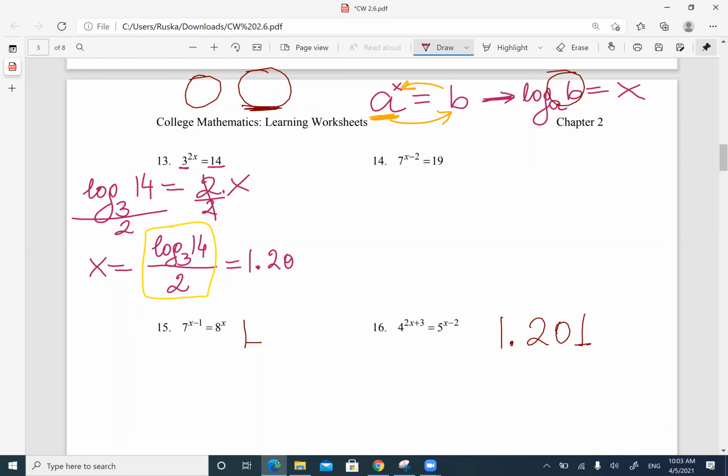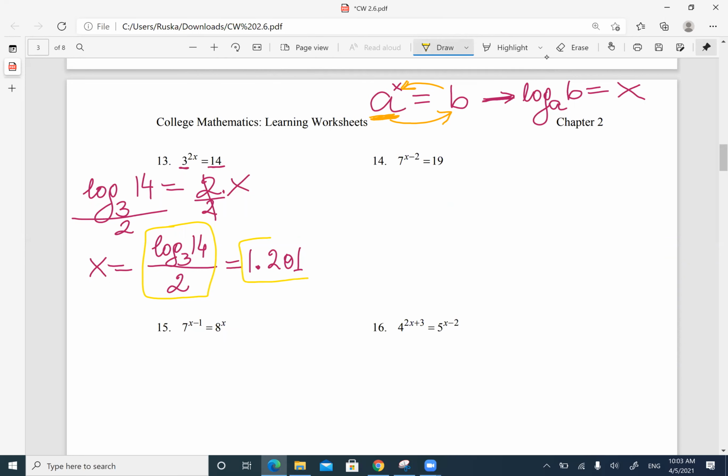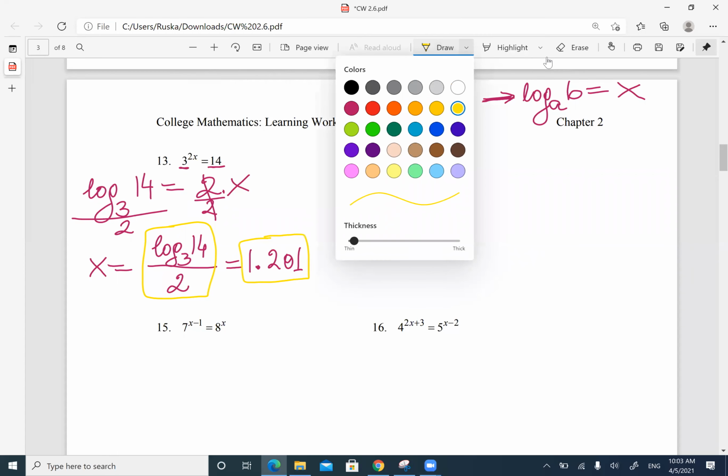1.201. Okay, any questions on plugging it into the calculator? Or any questions on how to solve it? No, ma'am. No? And this is exponent, so you don't have to check your answer. So let's go ahead and do the next one.